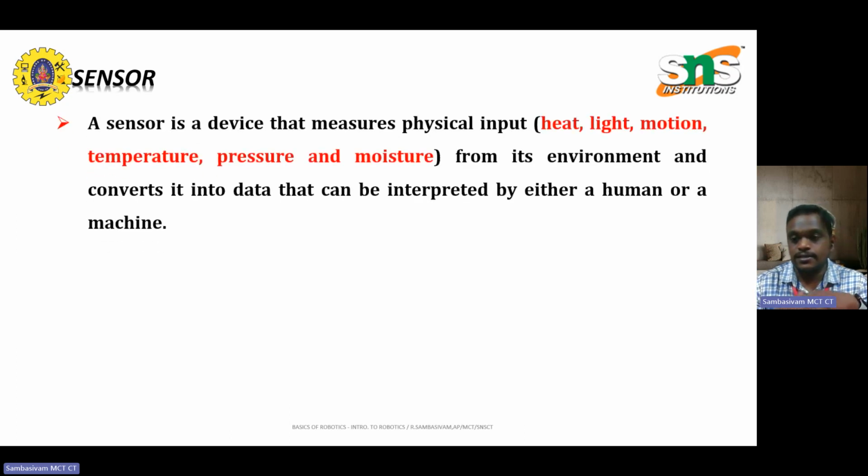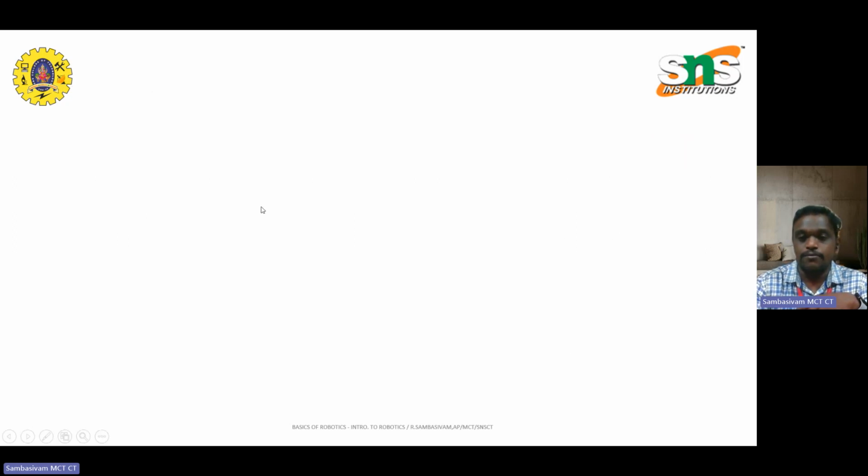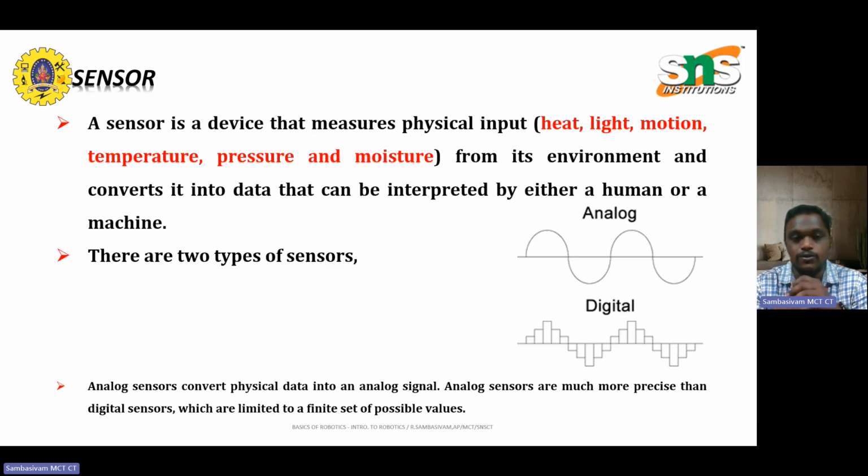A sensor is a device used to measure physical inputs like heat, light, motion, temperature, pressure, and moisture from the environment, and convert them into data that can be interpreted by either a human or a machine. There are always different types of sensors based upon their working conditions. First, an analog signal is converted into physical data, and is processed more continuously than digital signals, which are limited to a finite set of possible values. So the types of sensors may depend upon analog and digital values.